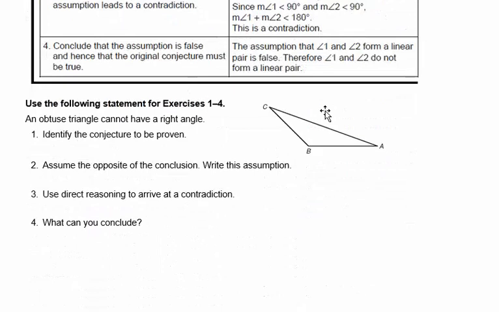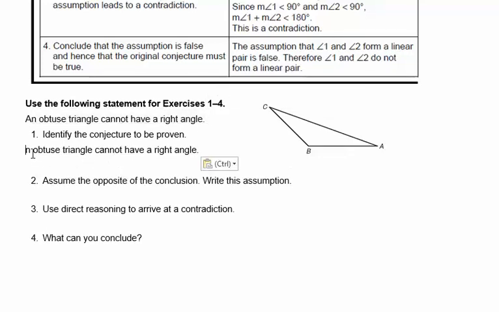All right, we're going to do that for this problem. Our conjecture to be proven is right here. That is what we want to prove: an obtuse triangle cannot have a right angle. So what is the opposite of the conclusion? The conclusion is that it cannot have a right angle. The opposite would be that an obtuse triangle can have a right angle.